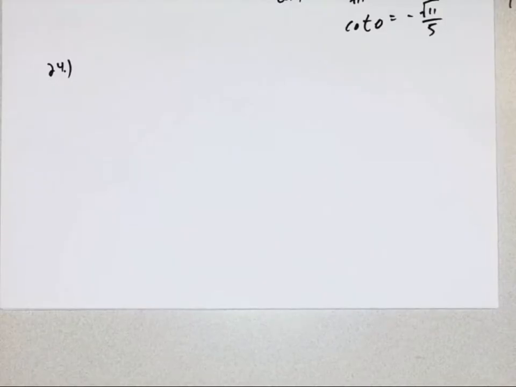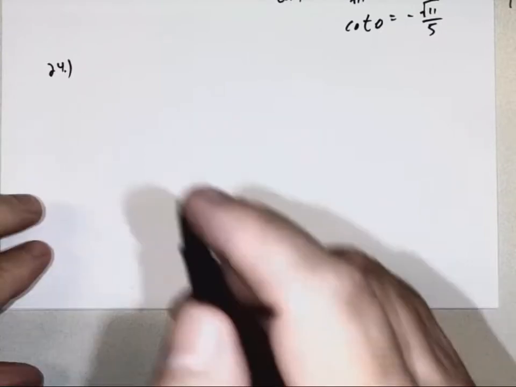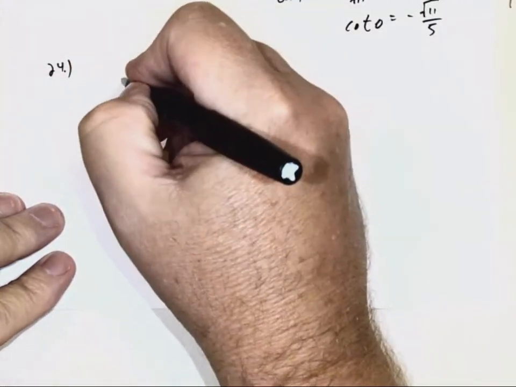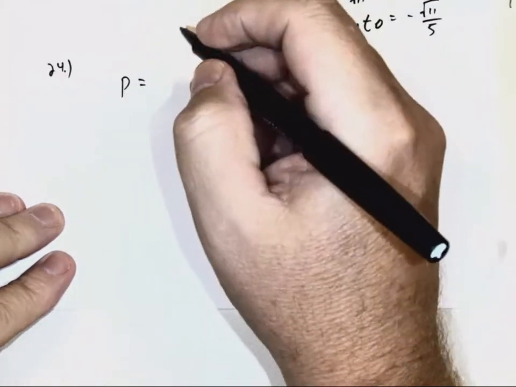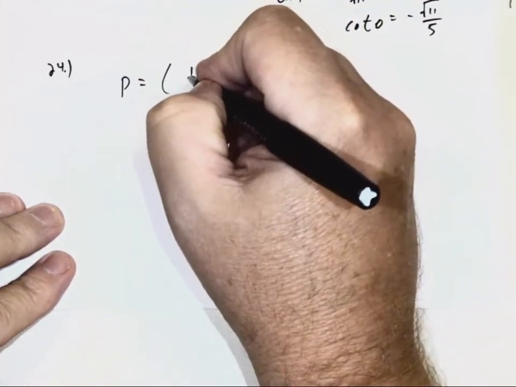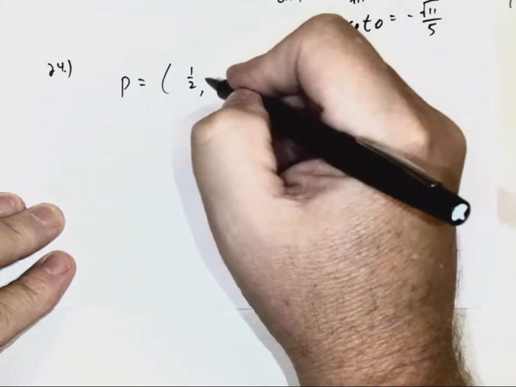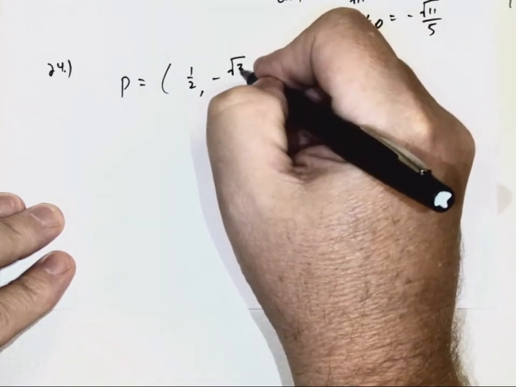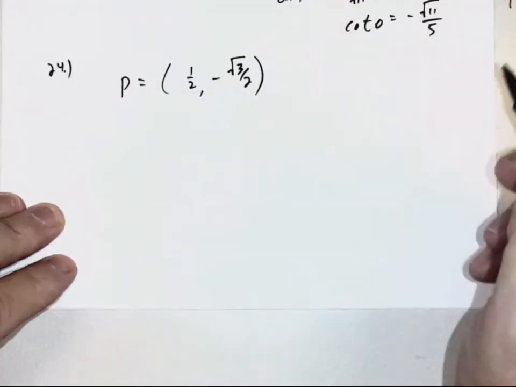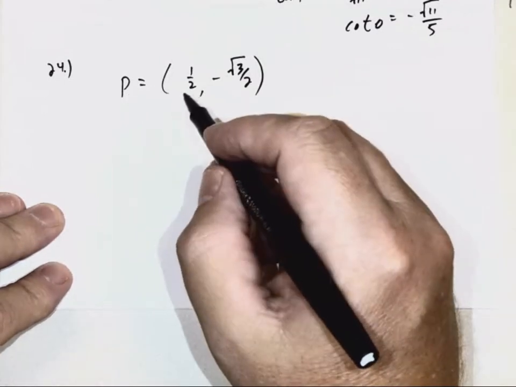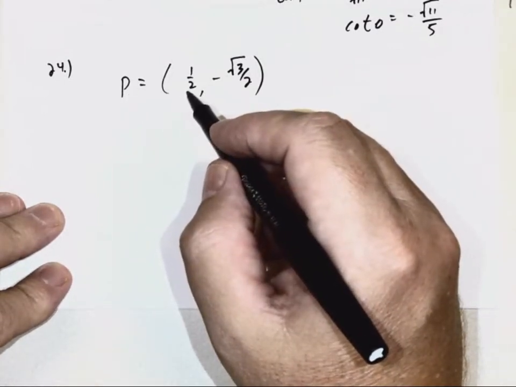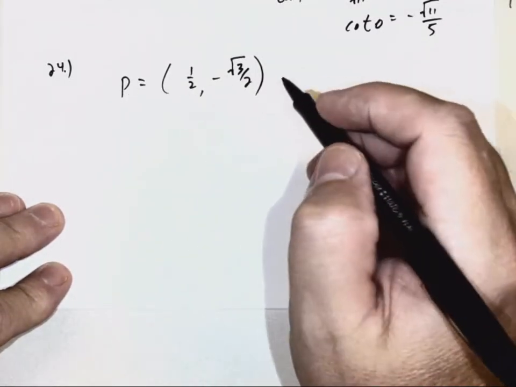Says find the values of sine, cosine, tangent, cosecant. So basically find all the trig functions. They gave me this point P, 1/2, negative square root of 3 over 2. If this P is a point on the unit circle that corresponds to the real number T.